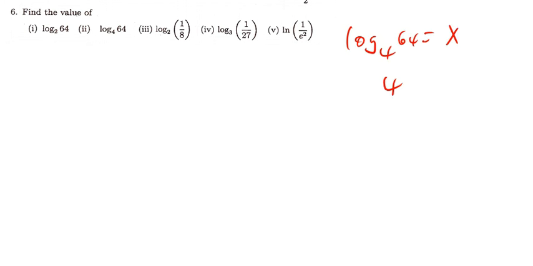4 raised to the power x is equal to 64. Make the base the same. It's going to be 4 raised to the power 3. The base will go, so x is equal to 3. This is basically the same thing.